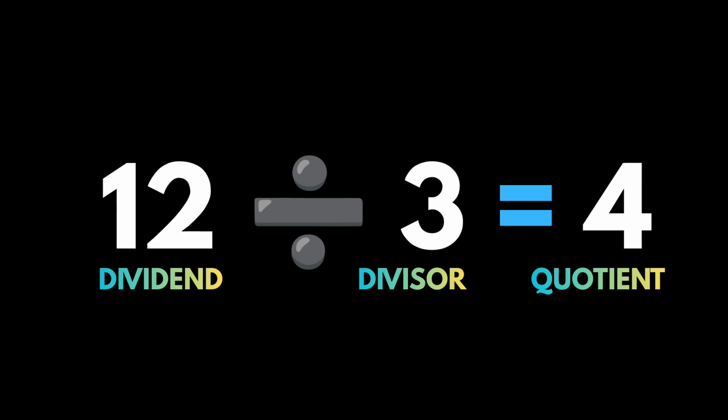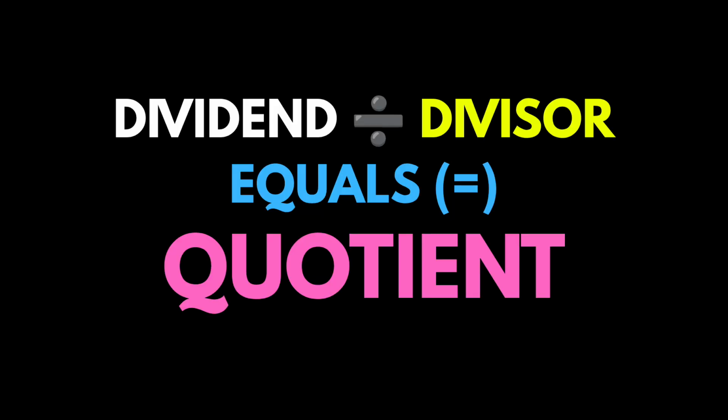Now the vocabulary. And there are 3 terms here. The number being split is called the dividend. The number you are dividing by, the size of the groups, or the number of the groups, is called the divisor. And the result is called the quotient. Say those with me. Dividend, divisor, quotient.